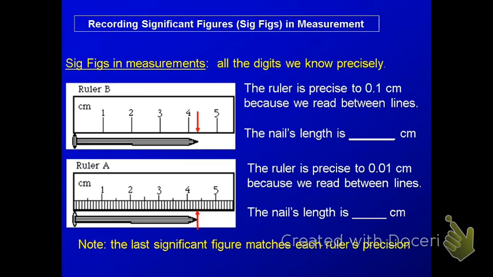Now let's say that we have another ruler that's more precise, ruler A. This ruler is marked to tenths of a centimeter, so it is precise to 0.1 centimeters because we read between the lines. The nail's length, in this case, is going to be 4.3, and now we're going to estimate between the lines, and we're going to say 4.37 centimeters. And we set up over here that the length of this nail was 4.3. So as we can see, as we make the readings, we get more precise. Note the last significant figure matches each ruler's precision.